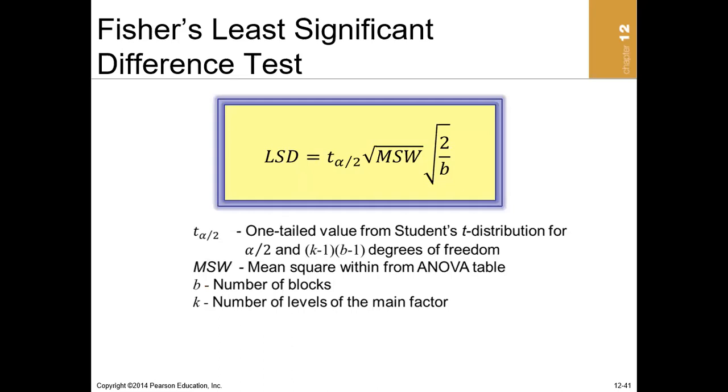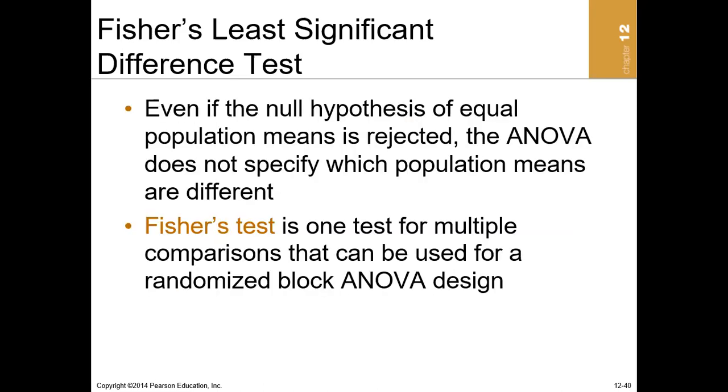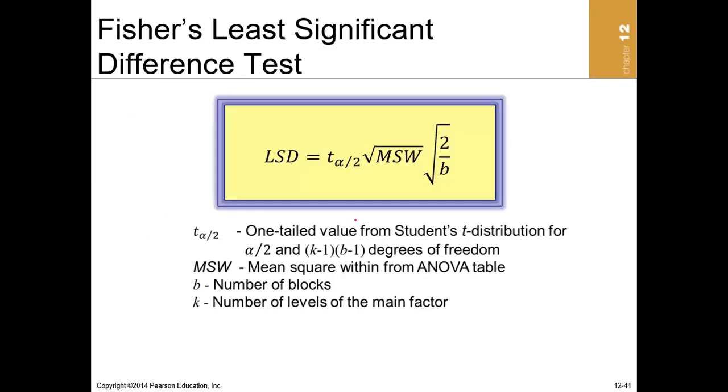Now, what is the formula for the Fisher's least significant difference test? The formula is your T statistic, multiplied by the square root of the mean squared within, multiplied by 2 over B. Remember, B is the number of blocks. Anytime we are reading T statistics, we will need two things: the level of alpha, and the degree of freedom.